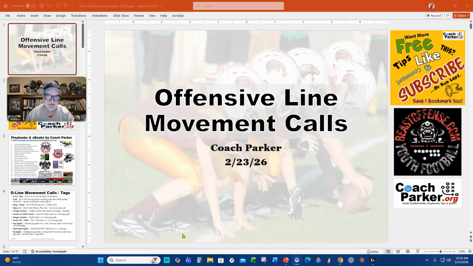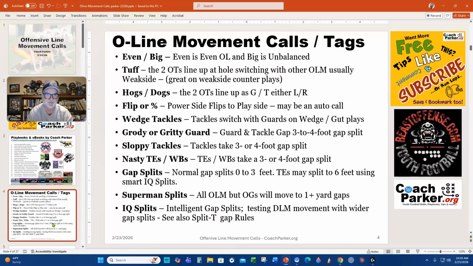We're going to talk about offensive line movement calls and tags. A guy in one of the forums was asking if people have been doing that before and had experience. And I've been doing this for quite a while, actually, at least over a decade. So yeah, here are some tags.